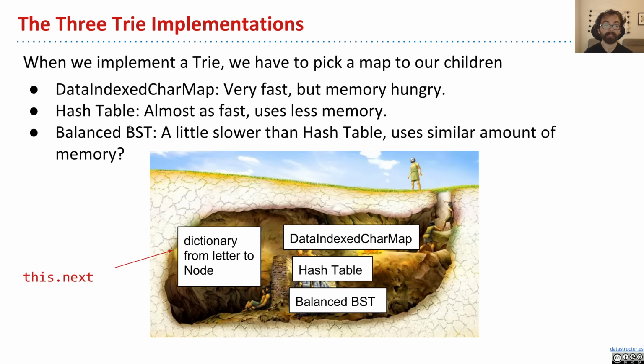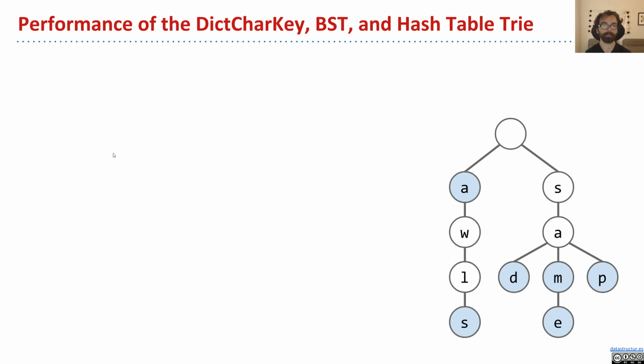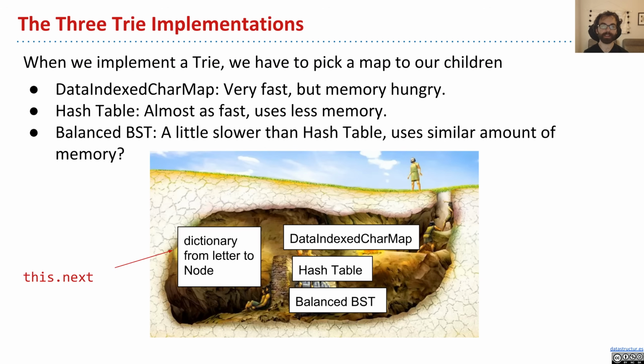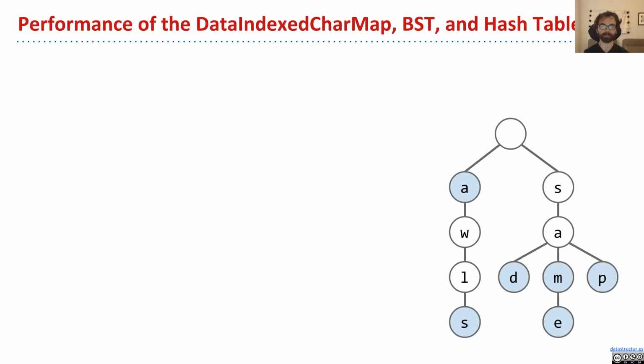And then a balanced binary search tree is probably going to be a little slower than a hash table on average, but it'll use roughly the same amount of memory. I haven't really done a careful analysis, but it'd be pretty close. Let's be just a little more careful about those runtimes and memory usages.